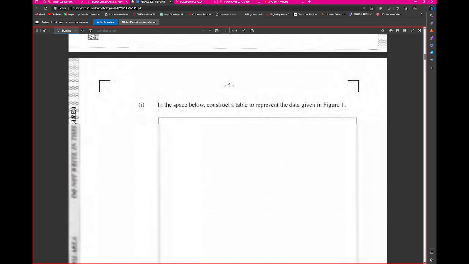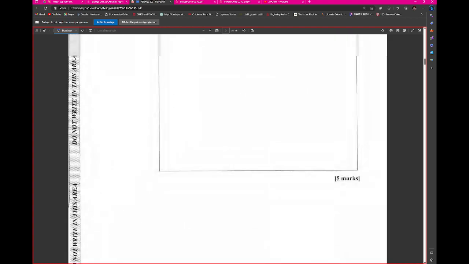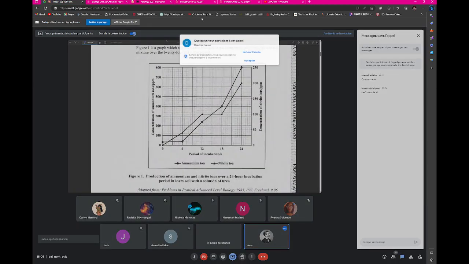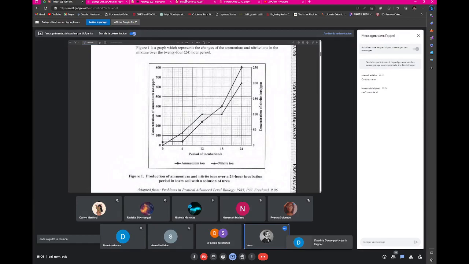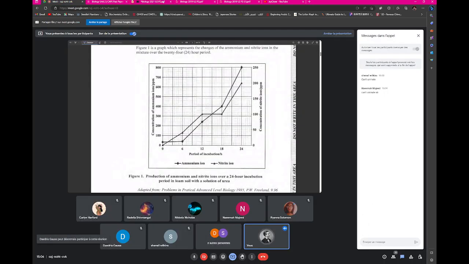Okay, so let's look at this. Alright, so here we're supposed to construct a table to represent the data in figure 1. Okay, so we're supposed to construct a table to show this. Now, can somebody explain to me, walk me through how you would construct that table? So how would we construct this table? Okay, everyone knows how to construct the table from this?